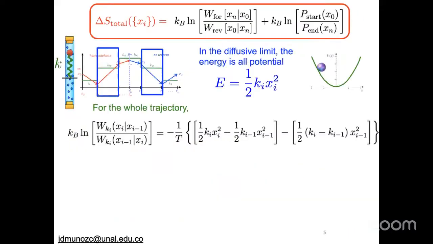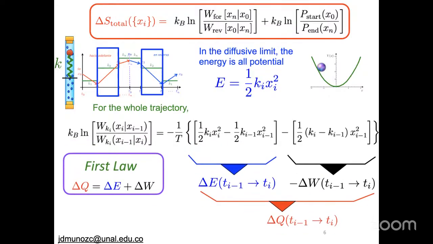So if you use that solution and put it over here, and you take two of these transition probabilities, the forward and the backward, and compute that, you will obtain that this is just the difference in the total energy, minus the difference in the energy produced by changing the spring constant only. So this is the work, and this is the total energy. And the difference will be the heat.